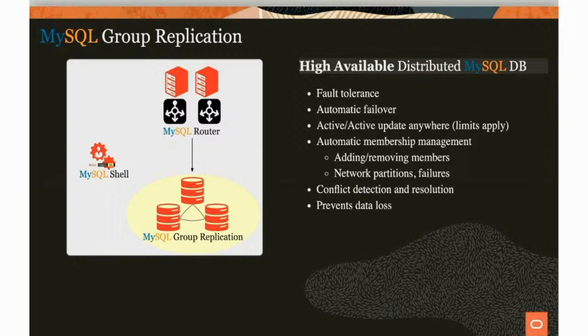With asynchronous replication, classic replication, you do have problems when you write to multiple members at the same time, because replication of the data is asynchronous. There's no built-in conflict detection and resolution in replication. But group replication brings all that. It brings conflict detection and resolution. It brings automatic adding and removing of members. It handles network partitions. It handles failures, all automatically.